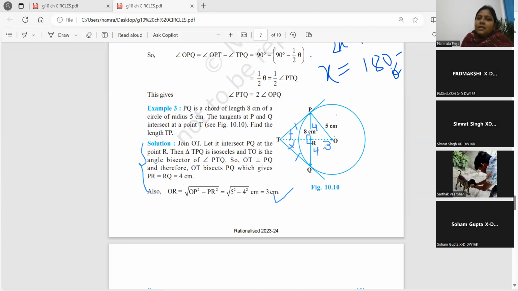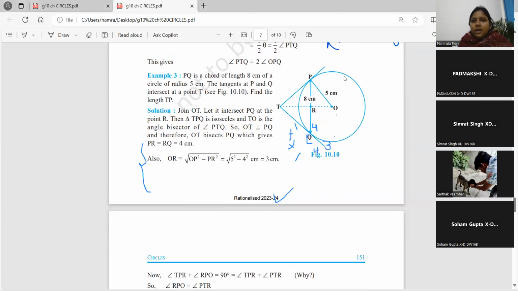Now, after finding this value, you have two choices. You can either use similarity of the triangles or you can do it the way you were doing in grade 9. So I will be telling you how we are using the similarity here to find out the value of the triangle. Now, here you can see that in these two triangles, let me erase all the previous ones.